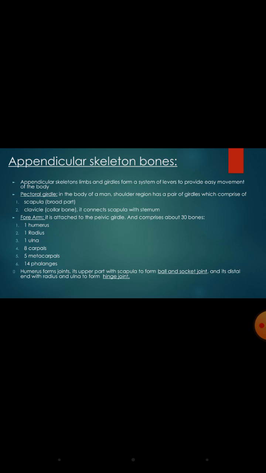Forearms. It is attached to the pectoral girdle and comprises about 30 bones: 1 humerus, 1 radius, 1 ulna, 8 carpals, 5 metacarpals, and 14 phalanges, present inside the fingers. The humerus joins its upper part with the scapula to form a ball and socket joint, and its distal end with the radius and ulna to form a hinge joint.